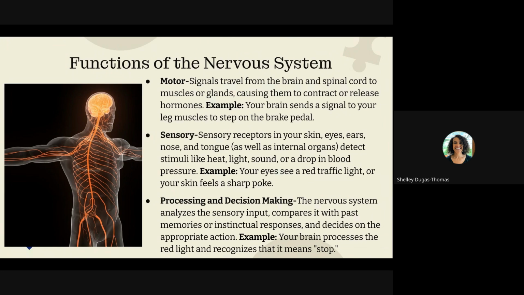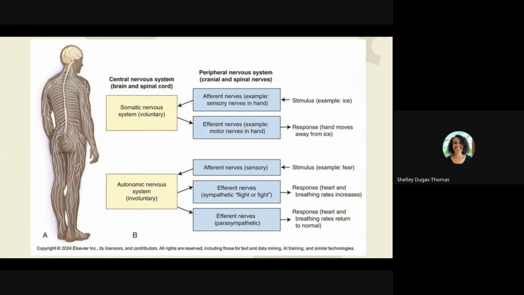In medical records, you'll often see sensory pathways referred to as afferent, moving toward the central system, and motor pathways referred to as efferent, moving away. You'll see a little bit more of that here. So let's look at how the system is organized structurally and functionally.